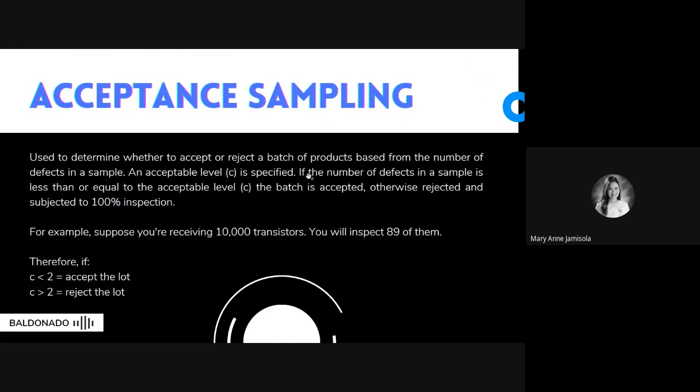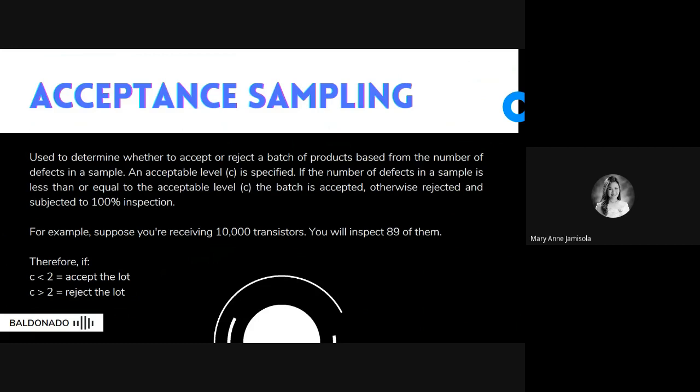Then we also have acceptance sampling. The goal is to accept or reject a batch of items or a lot of items. Frequently used to test incoming materials from suppliers or other parts of the organization prior to entry into the production process. So acceptance sampling is used usually in assessing the quality of the raw materials prior to its entry in our production process.